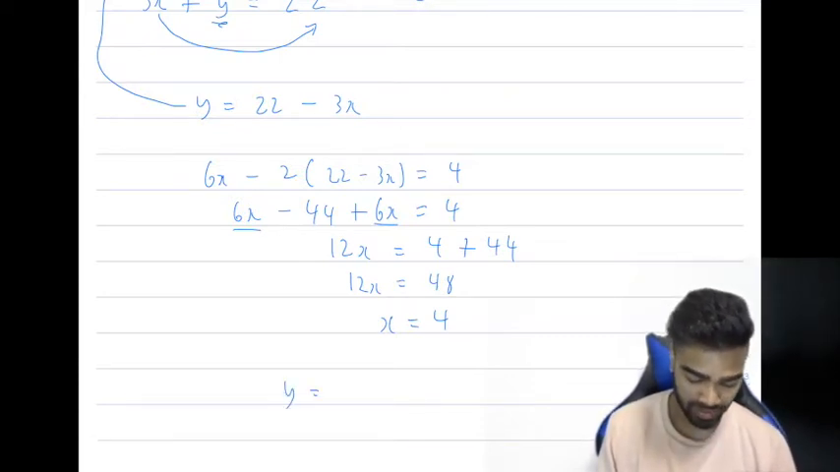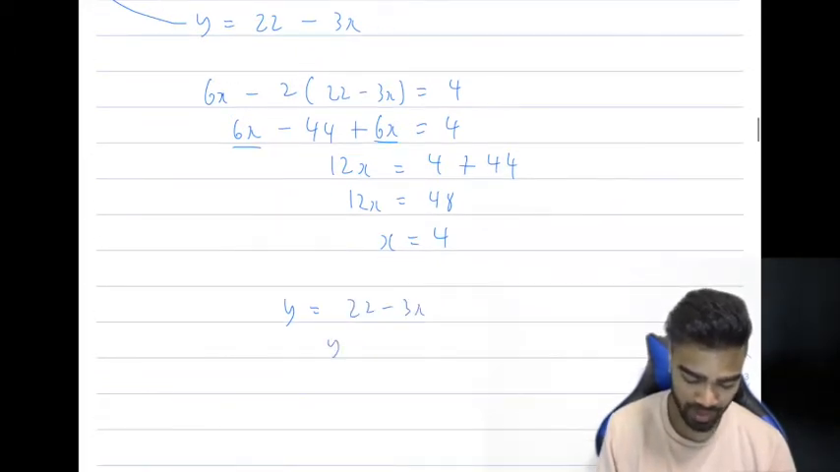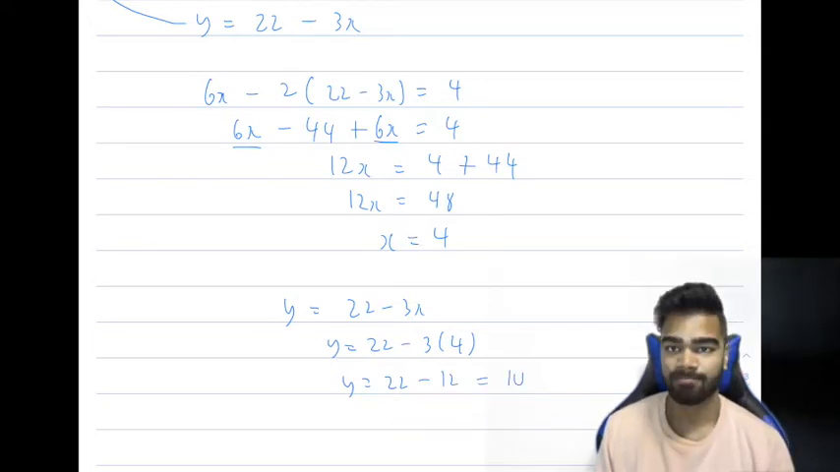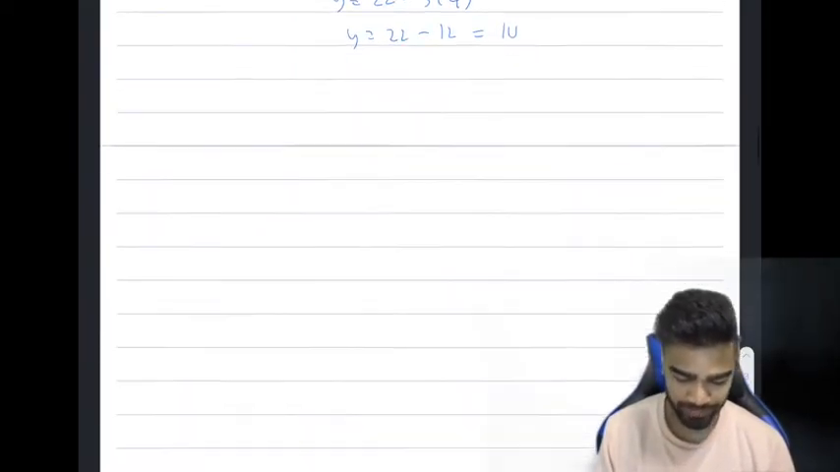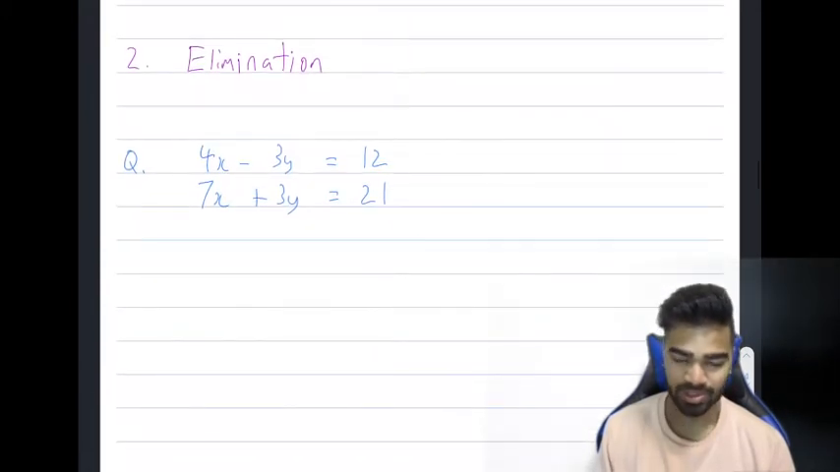So then you sub it into this equation to get the value of y. Y is equal to 22 minus 3x. So y is equal to 22 minus 3 times, what was x? X is 4. 22 minus 12, which is 10. That's it. We're done. Okay. So that's substitution. That's method number 1.